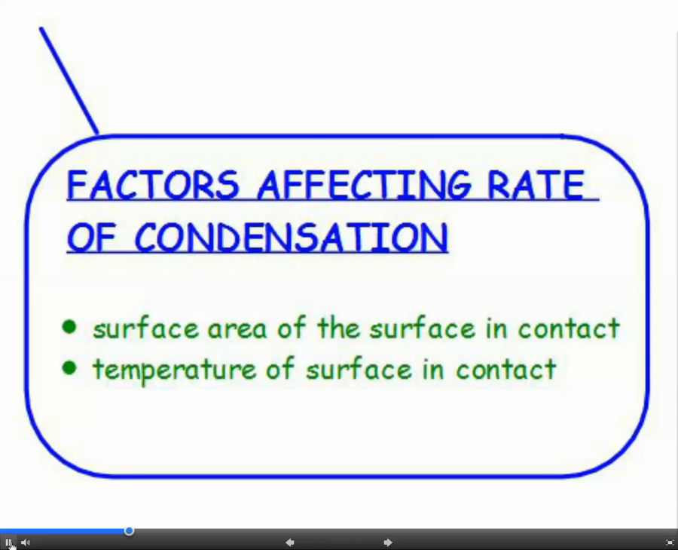Factors affecting the rate of condensation. Firstly, the surface area of the surface in contact. So the bigger the surface area of the mirror or the cold window, the faster the rate of condensation. And also the temperature of the surface in contact. The colder the surface of the mirror or of the window, the faster the rate of condensation.